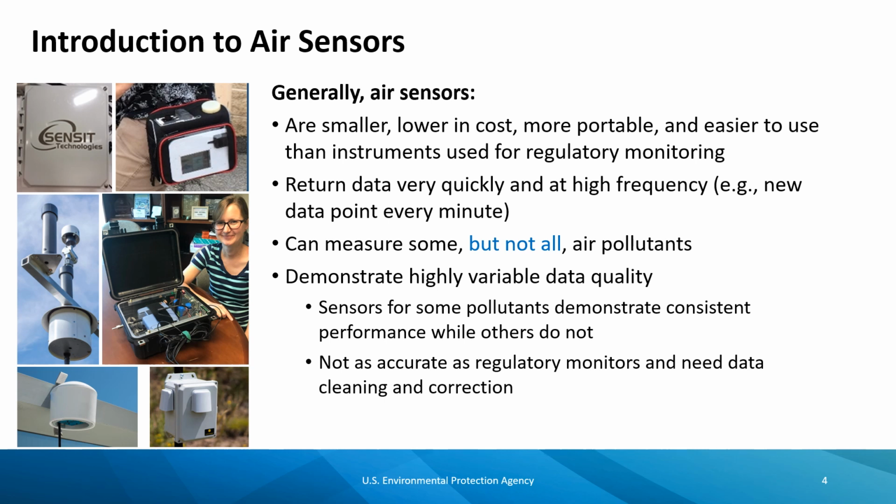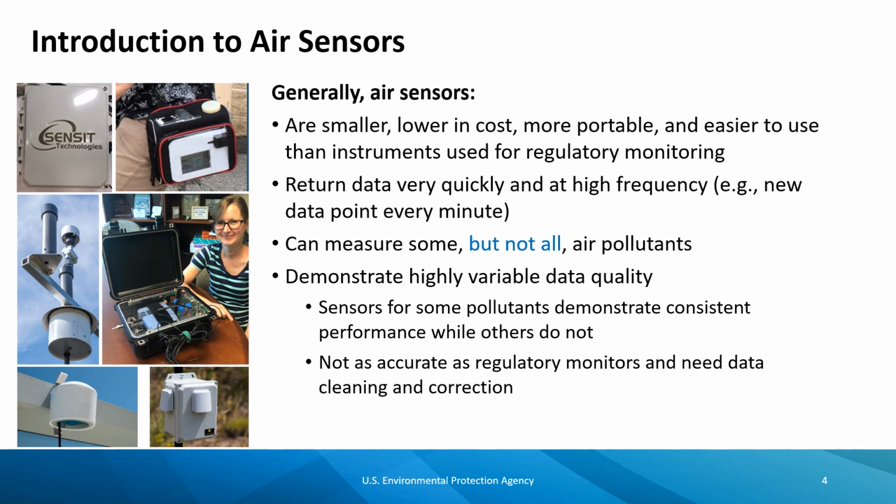Air sensors often return data quickly and more often. For example, data points may be reported every minute. Air sensors can measure some, but not all, air pollutants. And lastly, data quality from sensors is highly variable. For some pollutants, sensors show consistent performance. However, for other pollutants, they don't. Also, sensors are not as accurate as regulatory monitors.